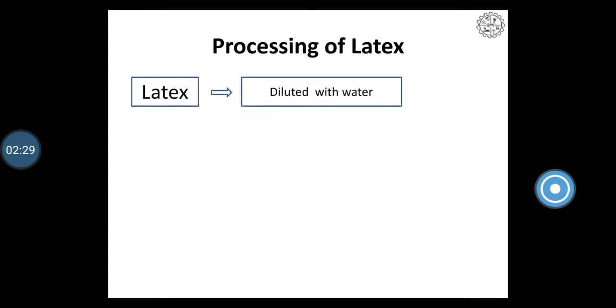Now, in this slide, we are going to discuss the processing of latex. Latex, as I already told you, is the white milky liquid obtained from rubber trees. This latex is first obtained from the rubber trees. It is then diluted with water. After dilution, it is filtered. Filtration removes the impurities from it.